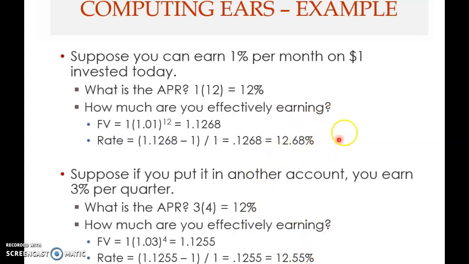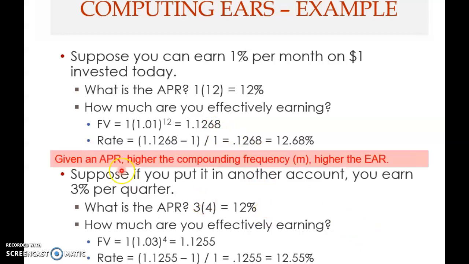Why? This higher effective rate is due to higher compounding. Given the same APR, an account that compounds once a month rather than once a quarter earns higher effective interest when you compound more frequently. So that is the principle that you need to understand from this. Given an APR, the higher the compounding frequency M, the higher will be your EAR.